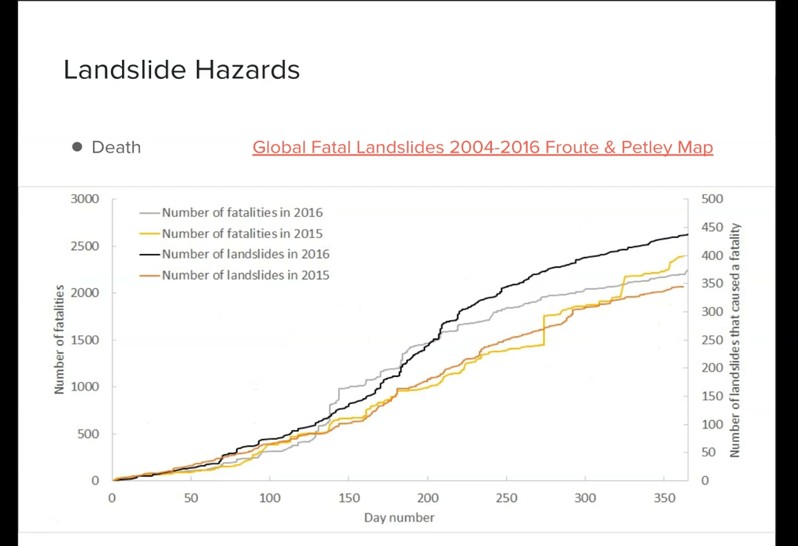So if we look at fatal landslides, this is put together by the exact same people. You can look at the number of landslides and the number of fatalities. And what's sort of interesting in both of them is you can see a pretty big jump right in the middle of the year, and that corresponds to monsoon season for the Himalayas.